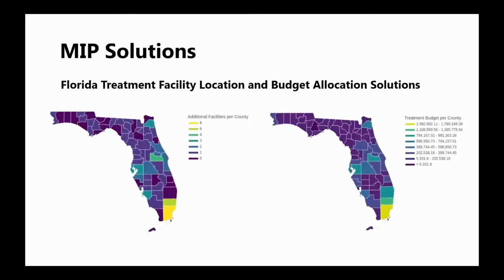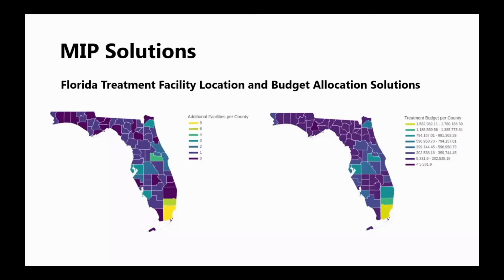In terms of our optimization model solutions, again, we had a large set of solutions for each state, but I'm going to show the ones for Florida. So on the right, we can see that this is the additional number of facilities per county that the optimization problem solution recommends. So we can see that for most counties, they recommend one additional treatment facility, but then for some counties like Miami-Dade, for example, which is the yellow county at the bottom, recommends 9 additional facilities.